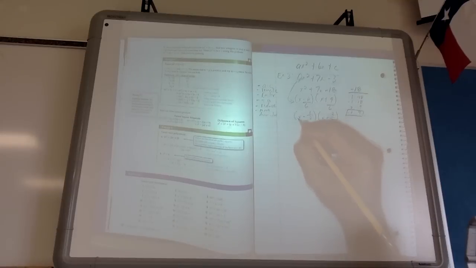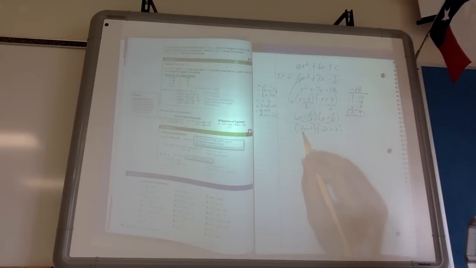That 3 is going to come right up here in front of the x. That 2 is going to go right there in front of that x. So these are what these factors look like now. 3x minus 1 times 2x plus 3. If we've done this right, I should be able to FOIL this and get back to where we started.